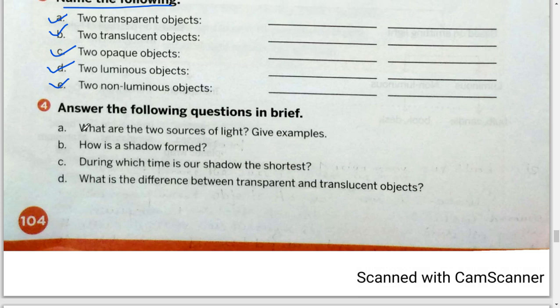4. Answer the following question in brief. A. What are the two sources of light? Give example. Comment this. B. How is a shadow formed? Comment this. C. During which time is our shadow the shortest? Comment this. D. What is the difference between transparent and translucent objects? Comment this.